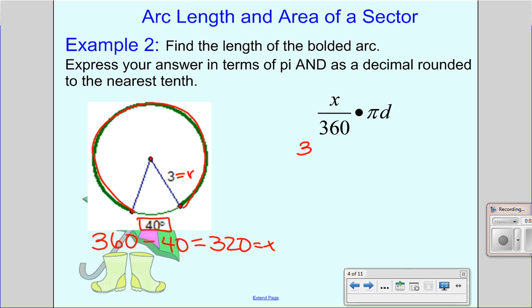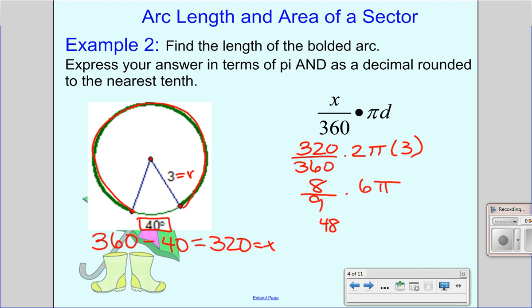So over here I'm going to have 320 divided by 360 times, instead of using the diameter, again, I'm going to use 2 pi r. So I'm going to have 2 times pi times 3. So I'm going to simplify my fraction there on the left, and I get 8 over 9 times 6 pi. Okay, and then I'll combine the 6 and the 8 with multiplication to get 48 pi over 9, which simplifies to 16 pi over 3.